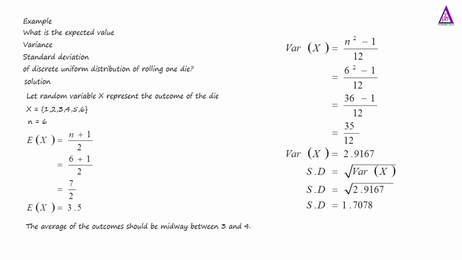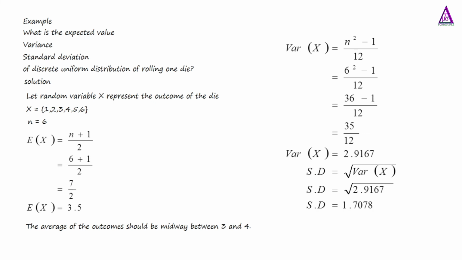A sample of discrete uniform distribution. What is the expected value, variance, and standard deviation of the discrete uniform distribution of rolling one die? Solution. Let random variable X represent the outcome of the die.